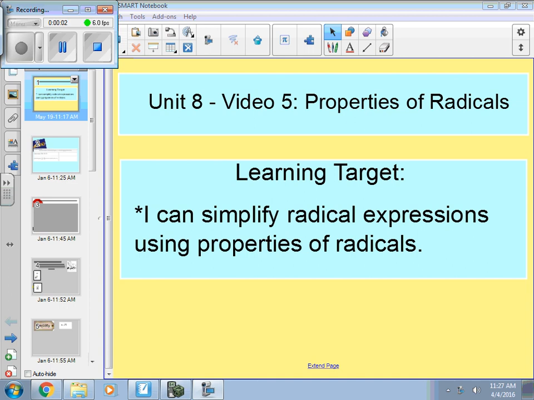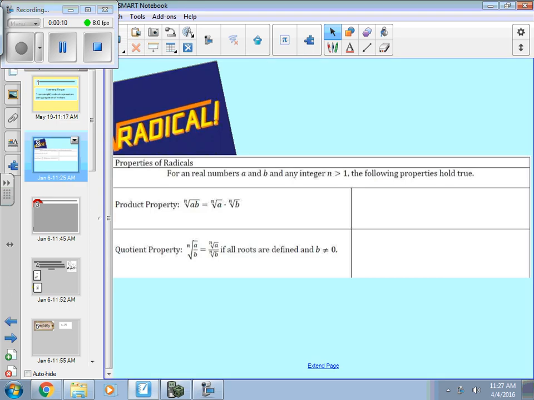We've been looking at radicals today. We're going to look at the properties of radicals. We want you to be able to simplify radical expressions using these properties. So radicals, that's just another name for some type of root, whether it be a square root or a different type of root that we'll be looking at today.